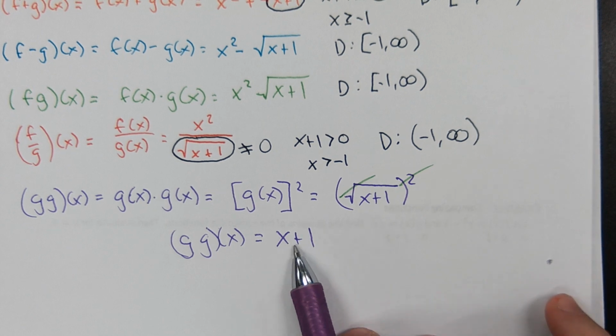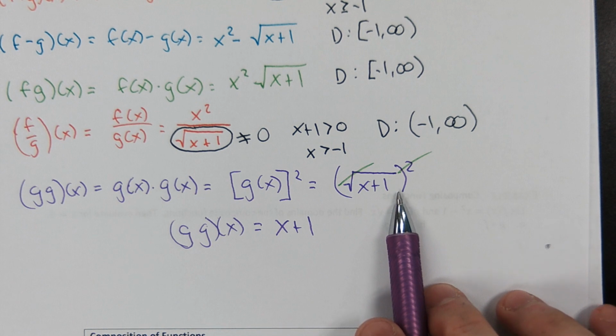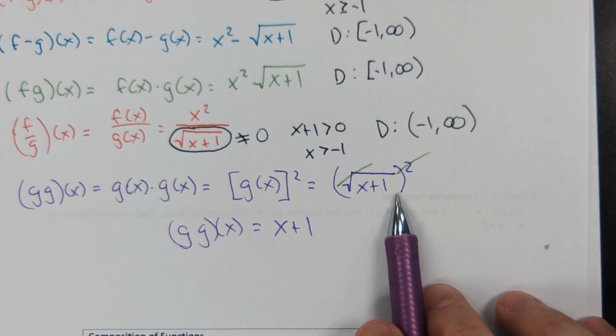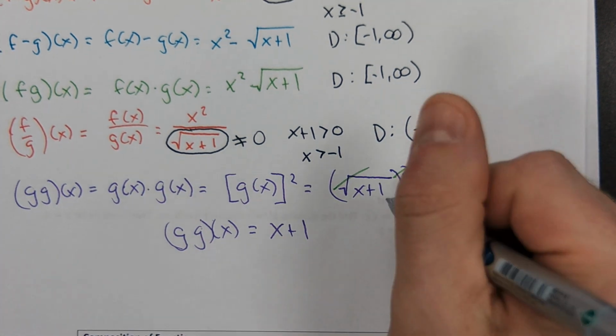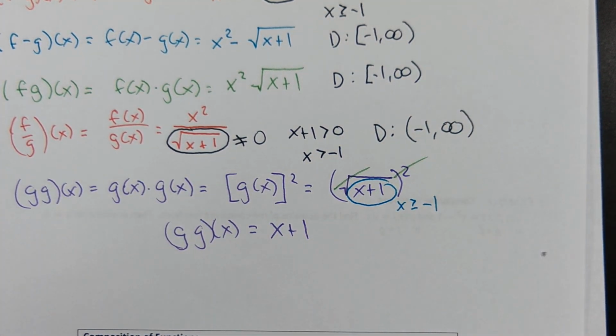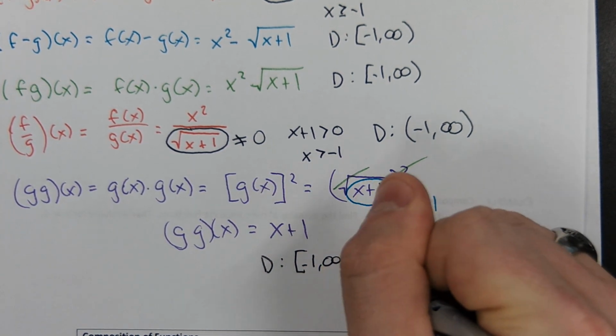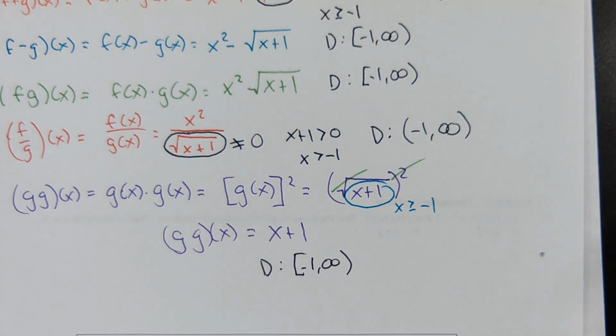And that's because this is just a cleaned up version of this. And this has a square root bar in it. So this has a domain restriction that x must be greater than or equal to -1. So the domain of our function is -1 to infinity. It's literally a straight line that begins at x equals -1 and goes to the right.